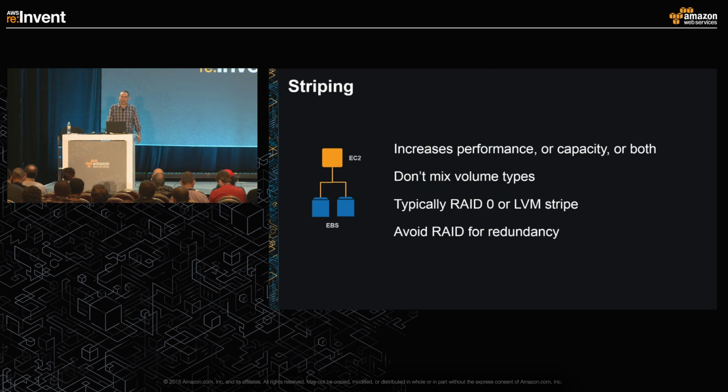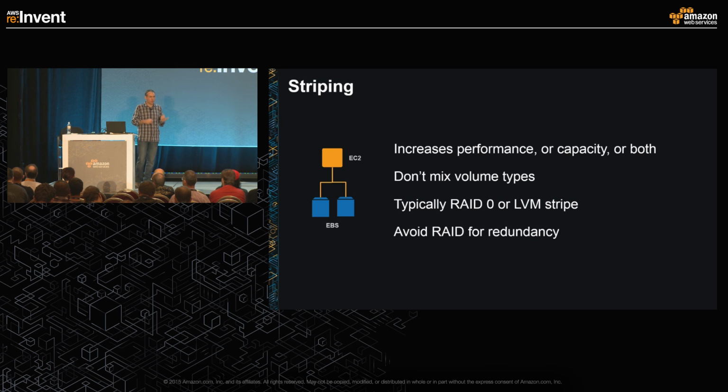But what if that's not enough? What if you need more than 16 terabytes of storage? What if you need more than 20,000 IOPS? What if you need more than 320 megabytes per second? Well, one of the things that you can do within your instance is you can RAID. And when we talk about RAID, we're usually talking about RAID 0, increasing capacity or performance. Rarely we want to talk about redundancy. Let's take a moment to dive into that.